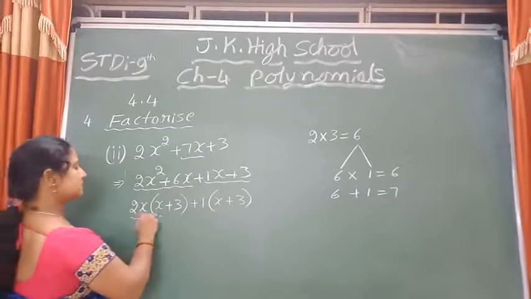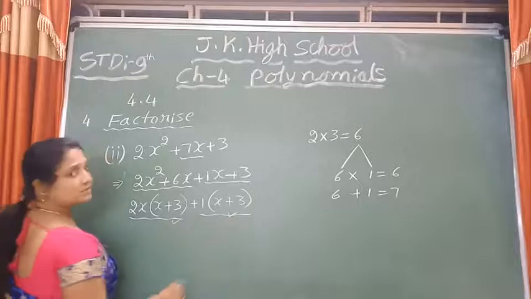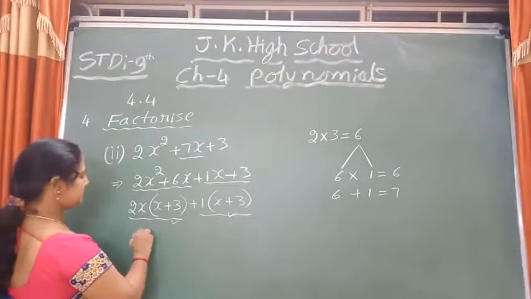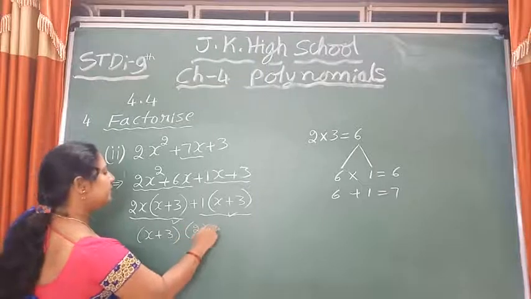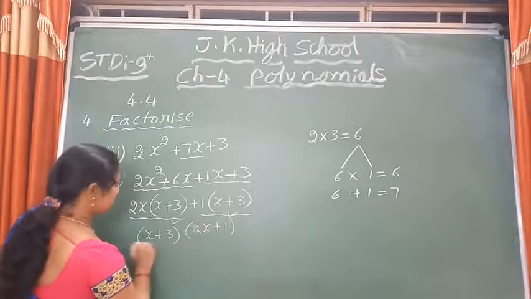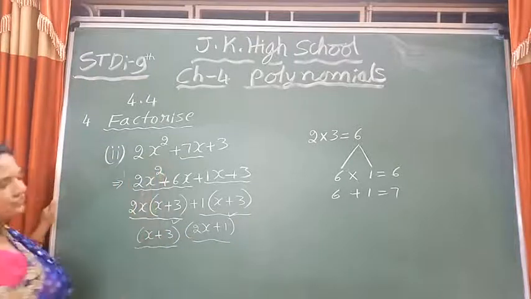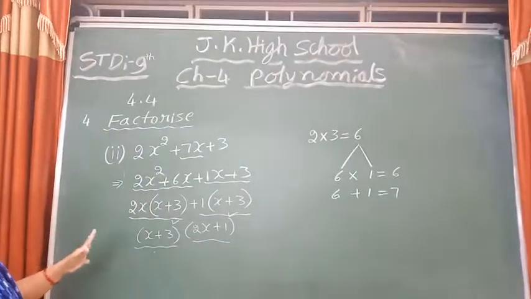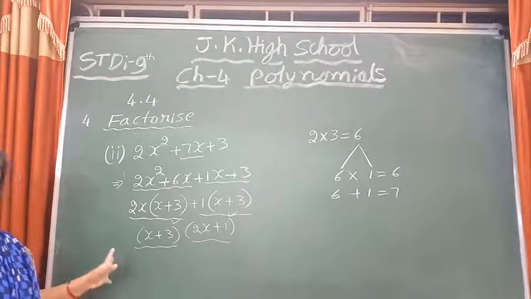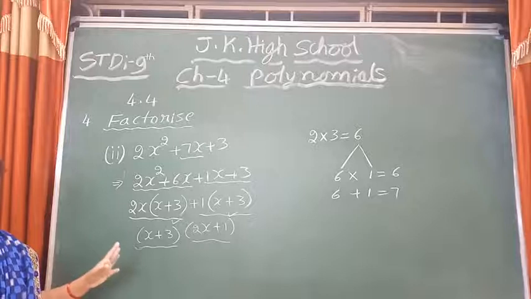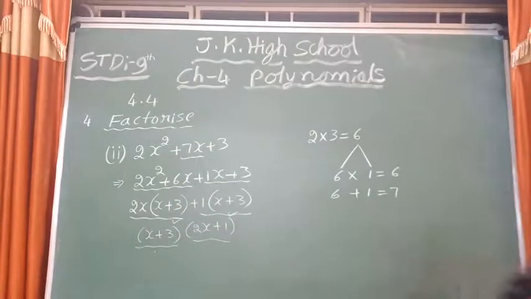So now you observe this term and this term. Here also x plus 3 is there, here also x plus 3 is there. So in both the terms x plus 3 is common. You take it out as a common. Then 2x plus 1. So these two are the factors of this expression, children. So this is the way of finding the factors when the given polynomial is a quadratic polynomial. Okay, children, write down now.